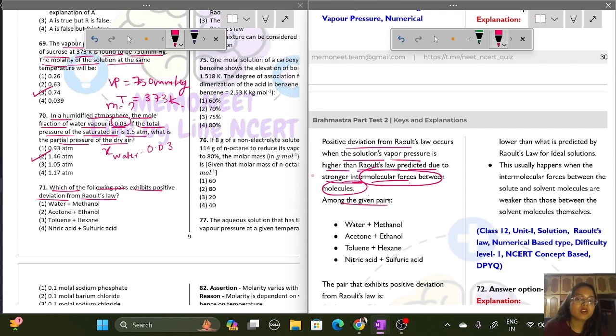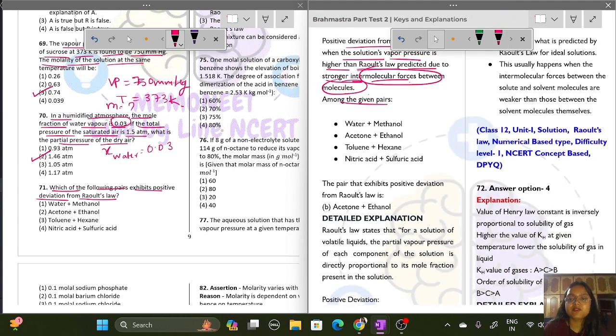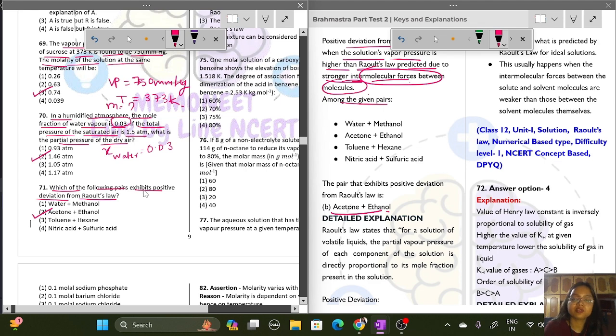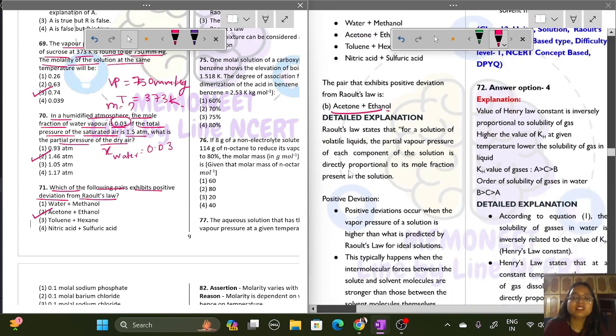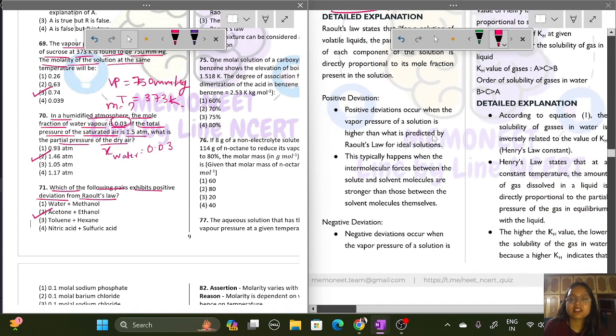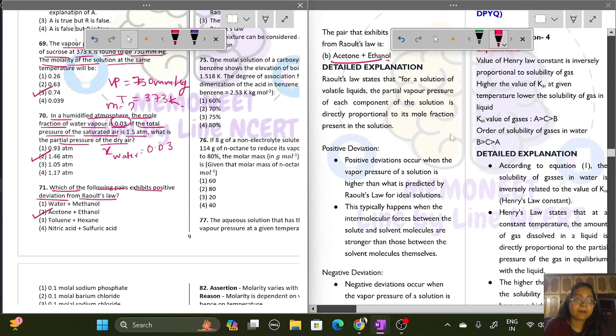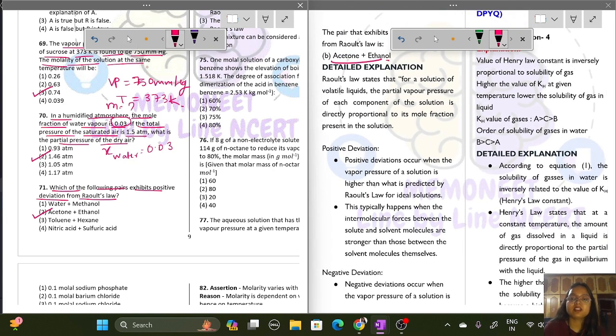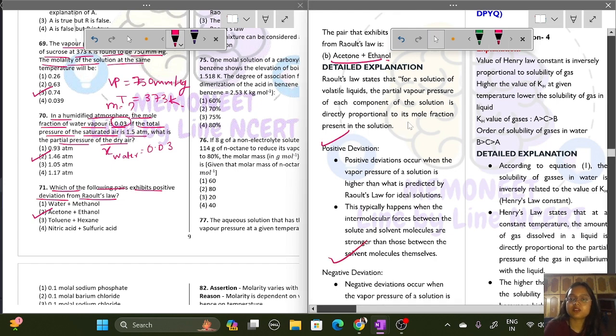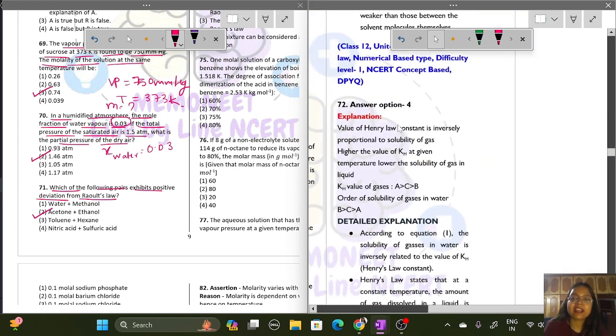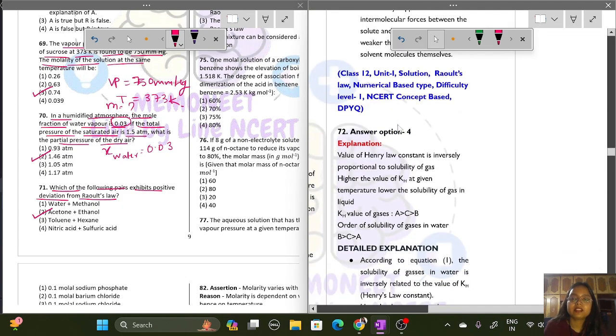Among all these pairs, the pair which shows positive deviation is acetone and ethanol. Acetone and ethanol will show positive deviation. This is a theory based question. You just have to memorize the examples. The reasons for positive deviation and the reasons for negative deviation are also given, so you can look at these explanations.